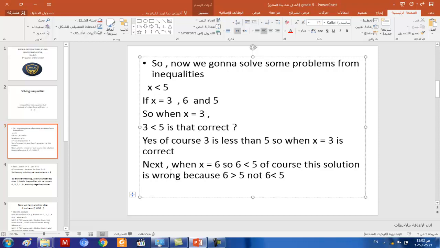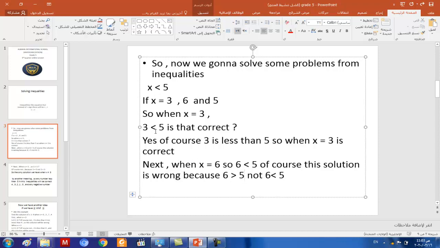The next one we have is when x equals 6. What does that mean? Substitute x by 6. Is 6 less than 5? Is that correct? Before you answer, think again. Of course, the solution is wrong because 6 is more than 5, not less than 5. So before you answer, you must think quite correctly.